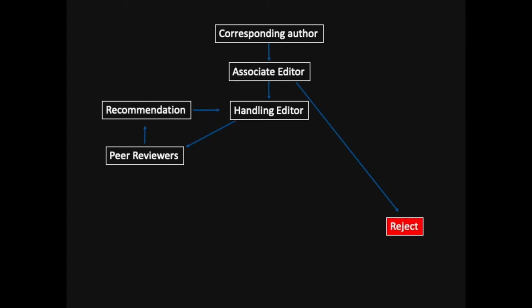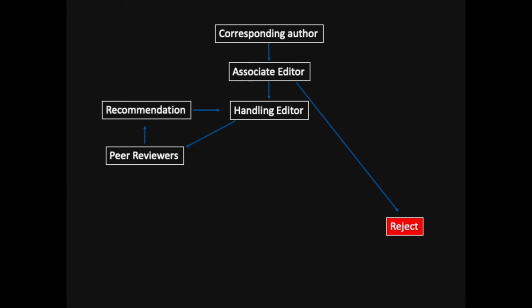Let's talk about what happens when you submit your paper to a journal for review. Now this is something that I didn't understand for a long time. I'd actually published quite a few papers, and I was a corresponding author before I got a good handle on this scientific review process. So the first step is that the corresponding author will submit the manuscript and all the figures and supplementary files through the journal's website.